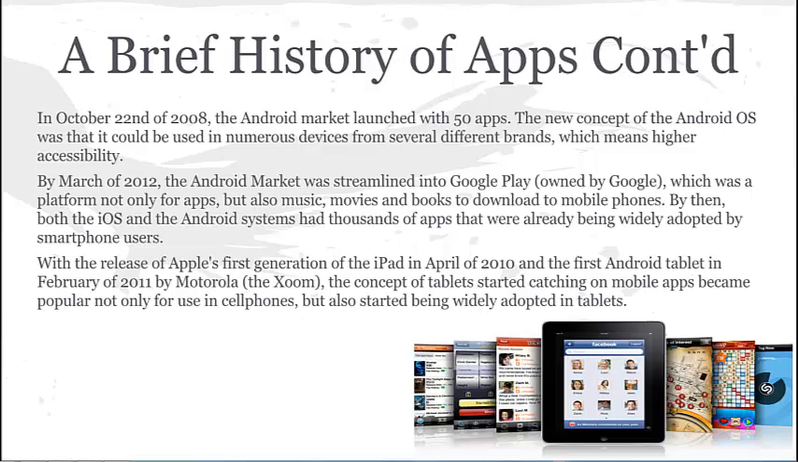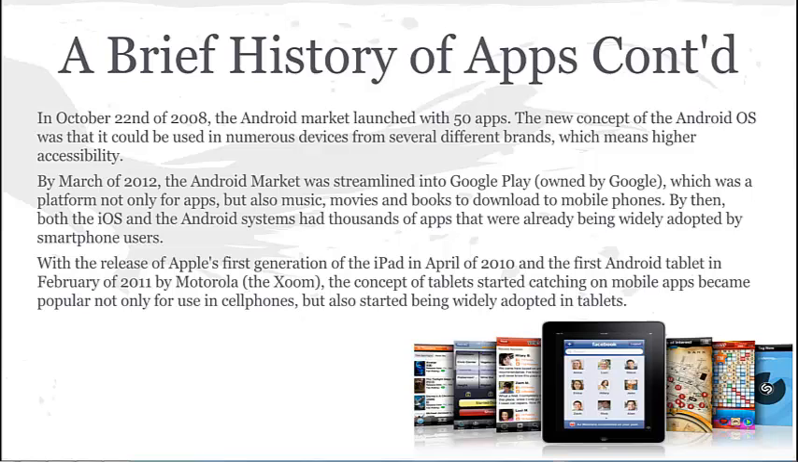By then, both the iOS and the Android systems had thousands of apps that were already being widely adopted by smartphone users. Then came the release of Apple's first generation of the iPad in April of 2010, and the first Android tablet in February of 2011 by Motorola. The concept of tablets started catching on, even though they had existed for roughly 20 years before but never went mainstream. Mobile apps became popular not only for use in cell phones but also started being widely adopted in tablets. From that point on, mobile apps became tools for real life.